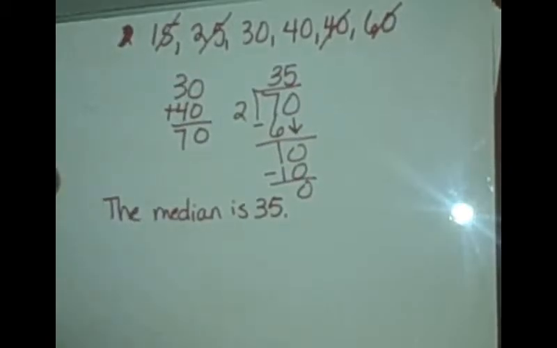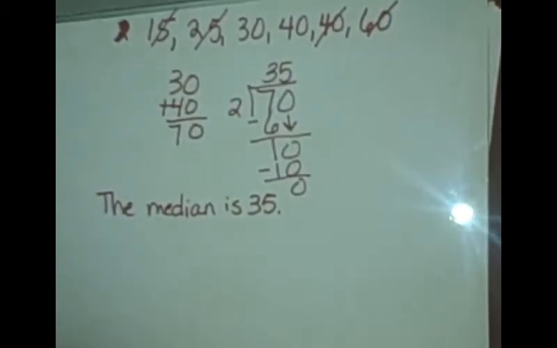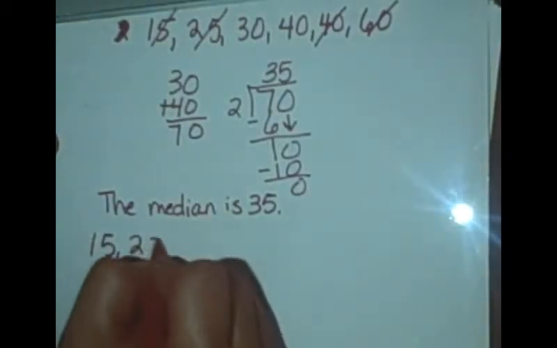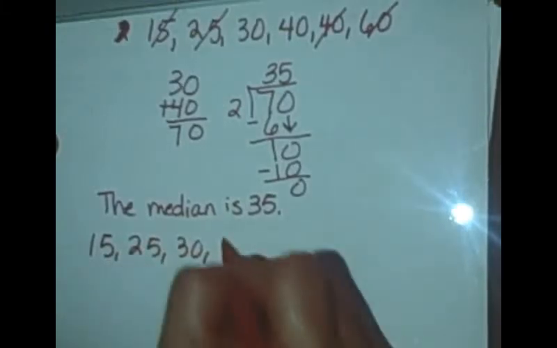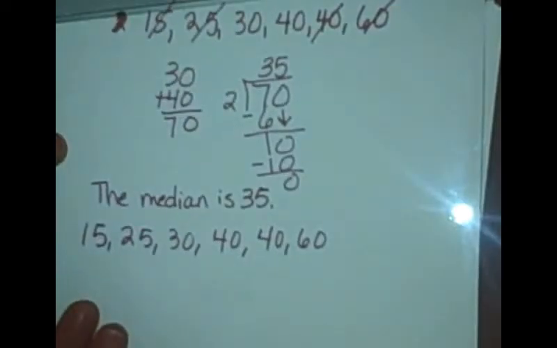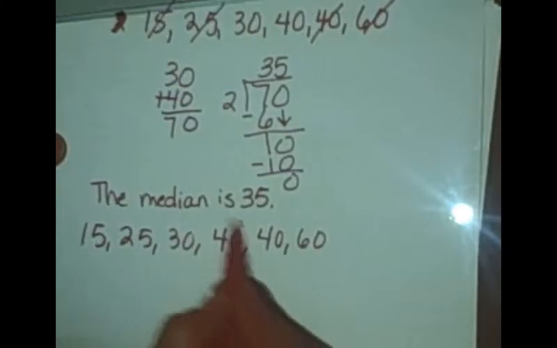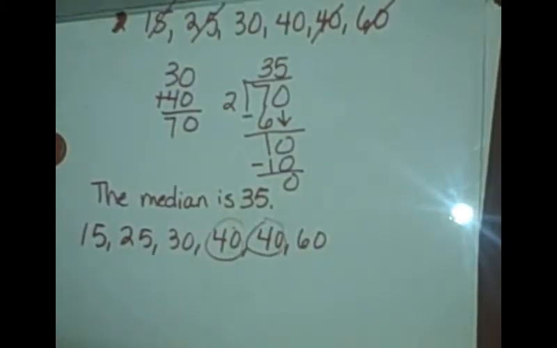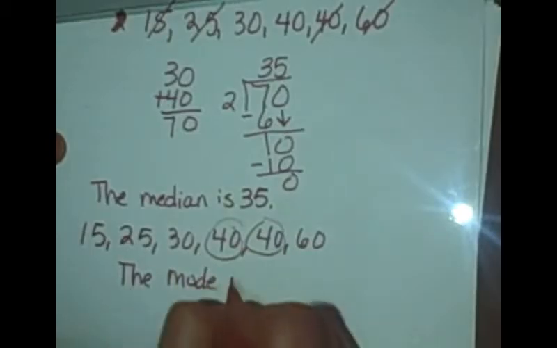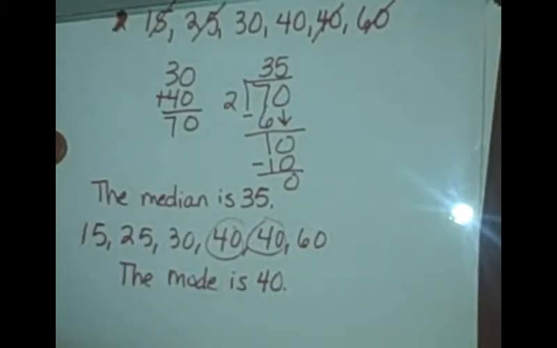To find the mode, remember, think of the word most. What number is in your data set the most? So if we look at our data set of numbers, we can look at them and find out if there is one number there that is there the most. We can identify that 40 is there twice. So the mode for this data set is 40. Check your answers. I hope you got that one right as well.